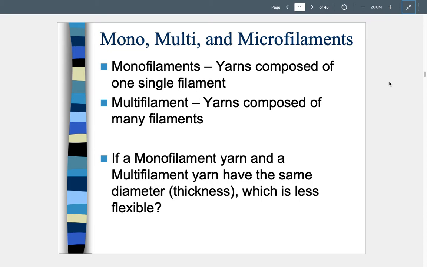Here's a question. I know that this chapter gets confusing and a little overwhelming at times. But here's something to boggle the mind. If a monofilament yarn, a single yarn, and a multifilament yarn have the same diameter, so they're equally as thick, imagine holding, like a straw. You've got a straw shape or straw size of a single monofilament yarn, and then you have a straw shape and size of a multifilament yarn. You have them in your hands, you're looking at them. Which one's less flexible? You have to think about it. If the straw in my left hand is made up of a single yarn, how much flexibility is within that? Versus the straw in my right hand, which is made up of many filament yarns that have been twisted together, which one's going to have more movement to it?